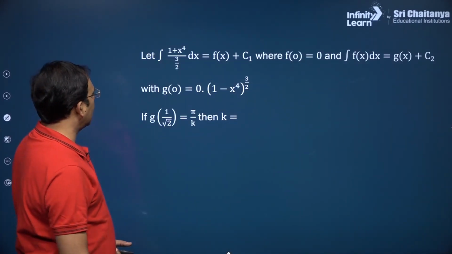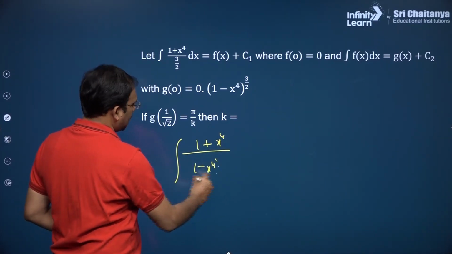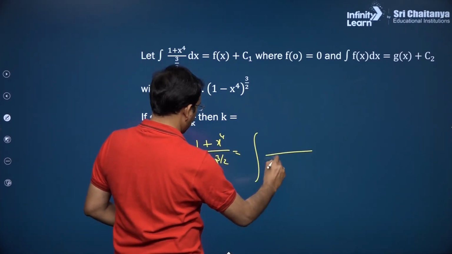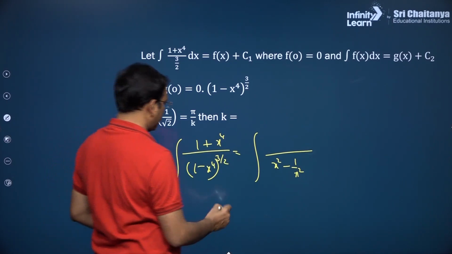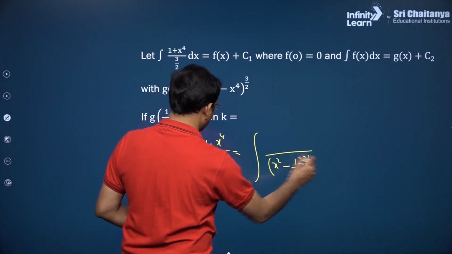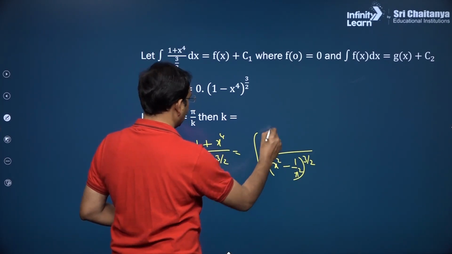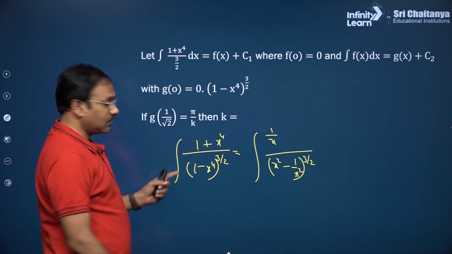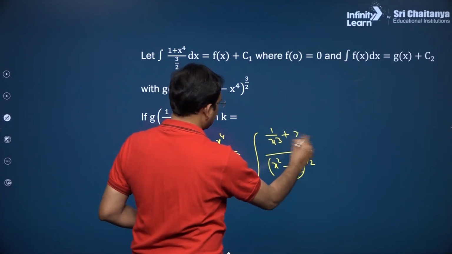The next integral: integral of (1 plus x power 4) by (1 minus x power 4) power 3 by 2. You just take x square common, my dear friends. This is x square times (1 by x square minus x square) power 3 by 2, so this becomes x cube. I have taken x square common, so this becomes 1 by x cube plus x will be given.